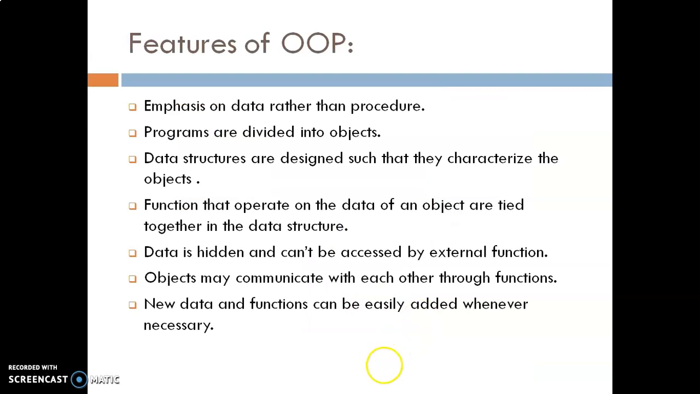The features of OOP are: it emphasizes data rather than procedure. The main focus is on data irrespective of procedure. Here the programs are divided into objects. In POP, the programs are divided into functions. Functions that operate on the data of an object are tied together in the data structure. Here the data is hidden and cannot be accessed by external functions. So the data hiding feature is what we get in object-oriented programming.